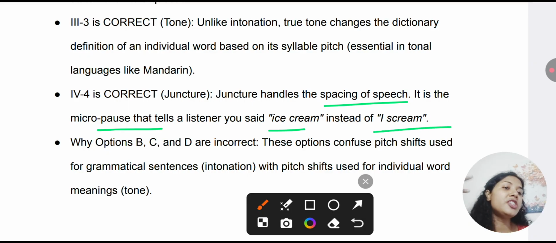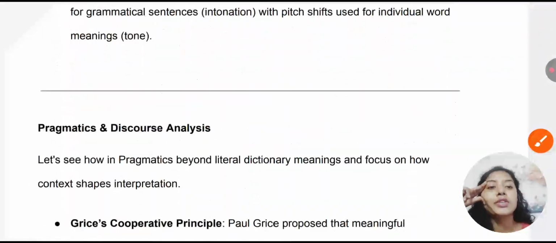I scream, मैं चिल्ला रही हूँ. I scream. There is a difference ना. Let's see the next question, everyone.